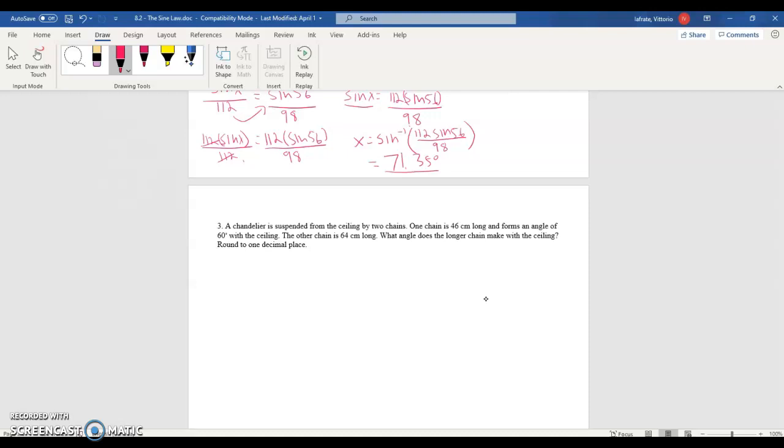So we want to start off by doing a sketch. So let's say we have our ceiling over here. And we're going to draw our first chain over here. So this is our ceiling, and it might go a little bit beyond the triangle, that's fine. This is our first chain. We'll make this 46 centimeters. And the angle it forms with the ceiling is 60 degrees.